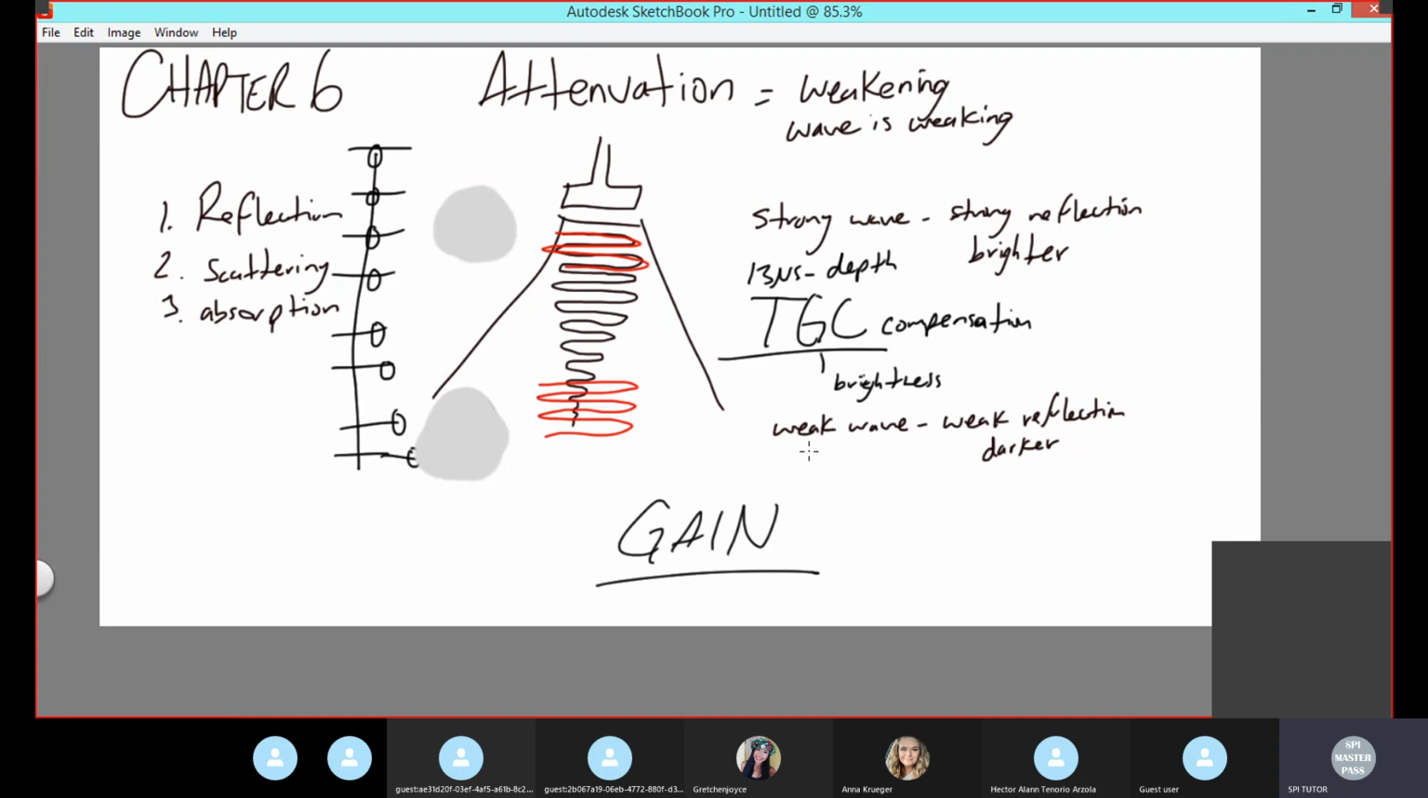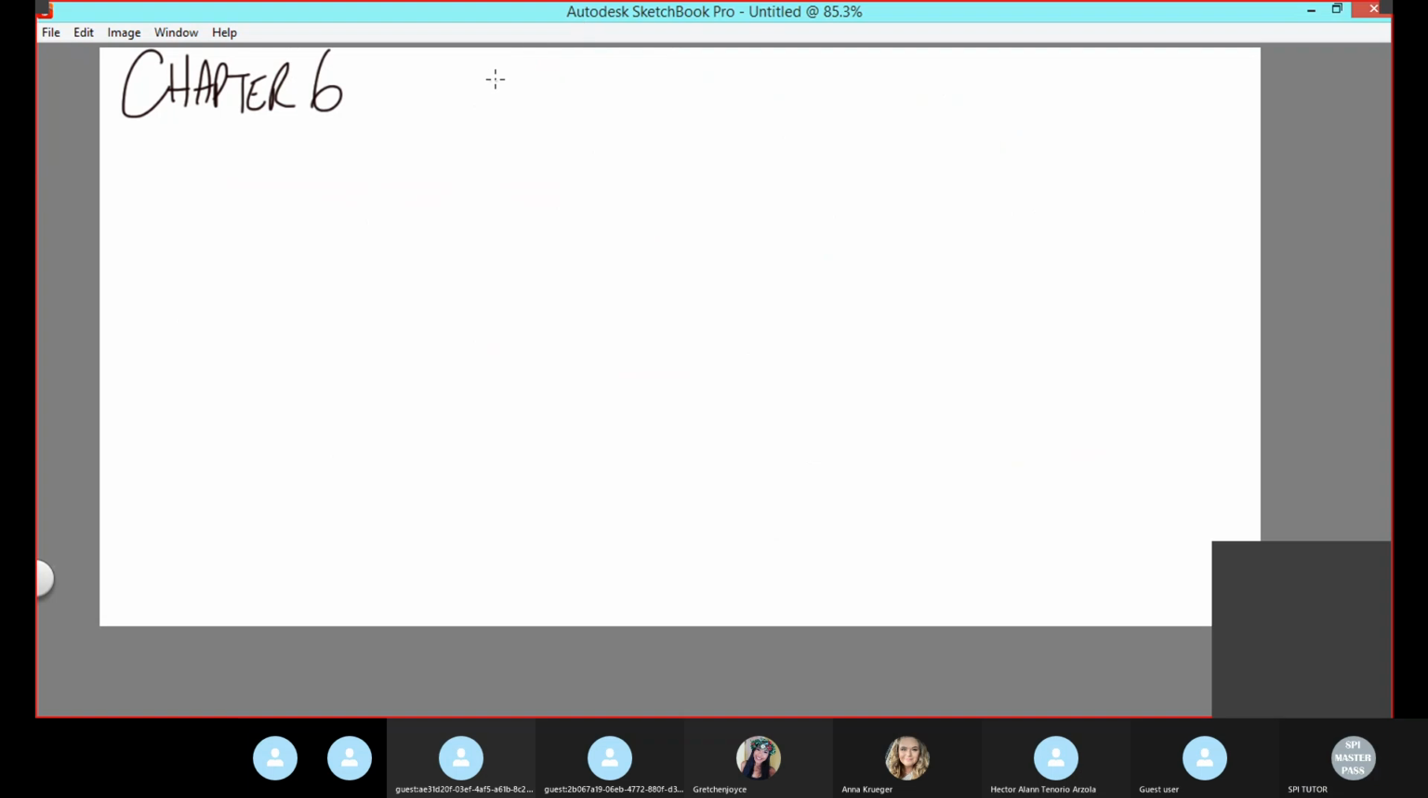Now let's get into reflections. These are more like concepts to know, not necessarily things you'll be tested on. Attenuation you will be tested on, so that's definitely one thing you'll be tested on. Actually, before I move on, they talk about depth and frequency affecting attenuation. Okay, let me write this down.